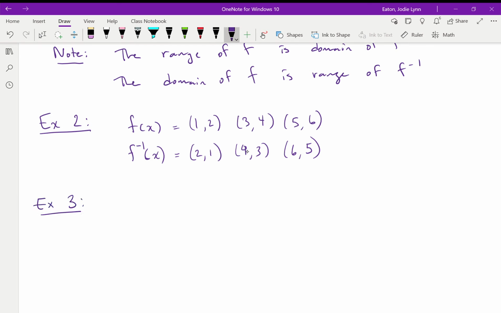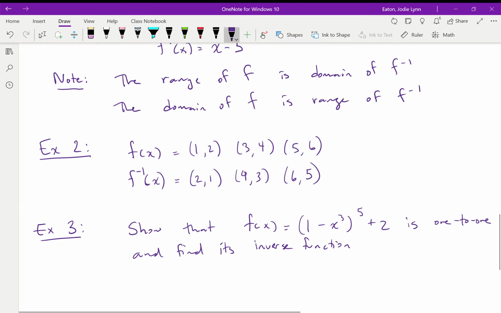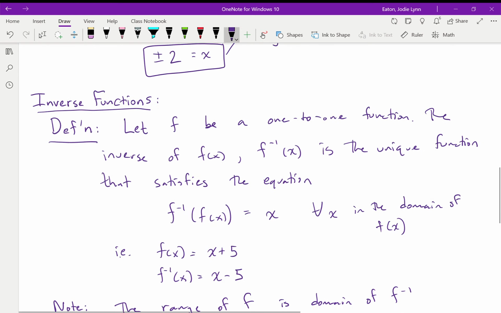Example 3. So we want to show that f of x equals 1 minus x cubed to the 5th plus 2 is 1-to-1, and find its inverse function. Okay, so if we have a quick look back, this time we have to prove that something is one-to-one. So we can't just find a counterexample. We actually have to go back to our definition.